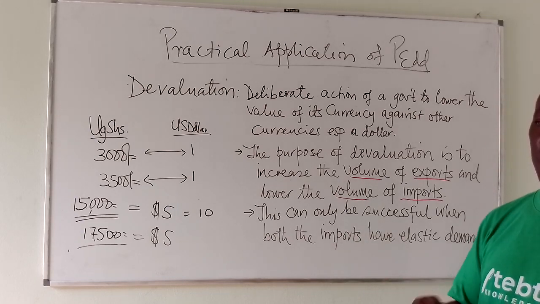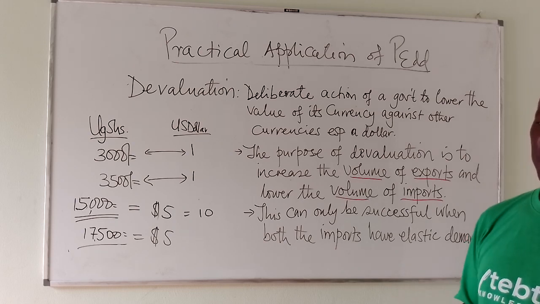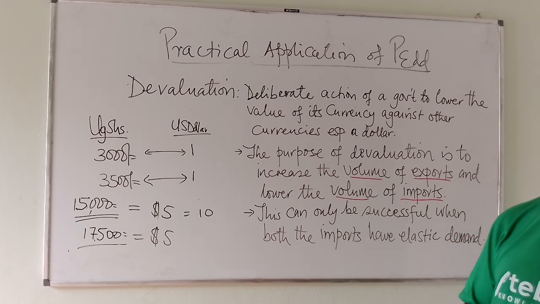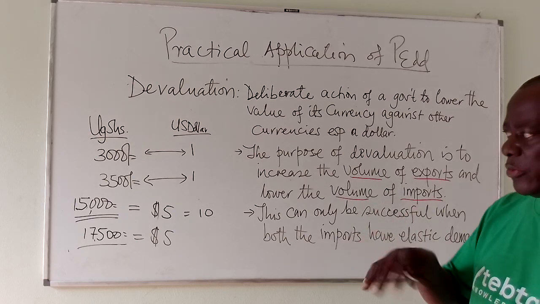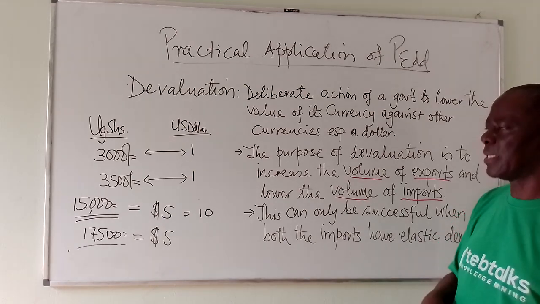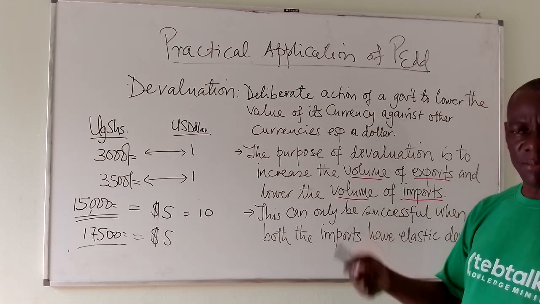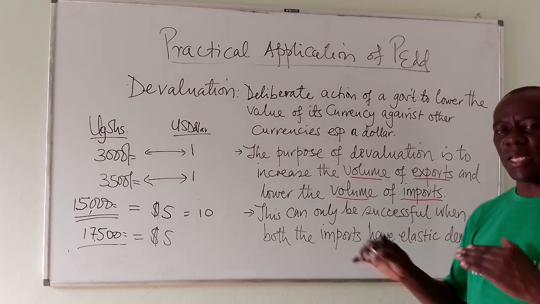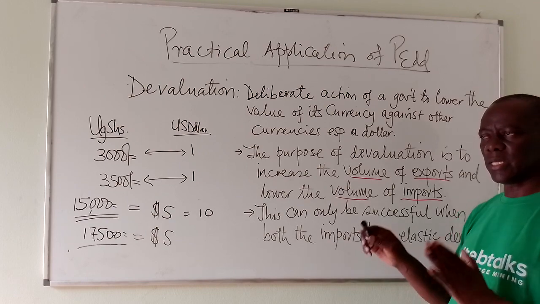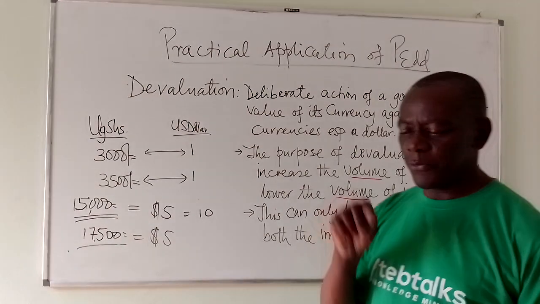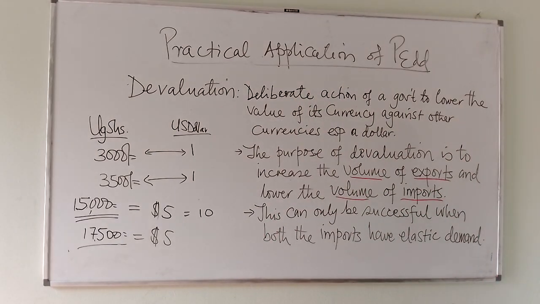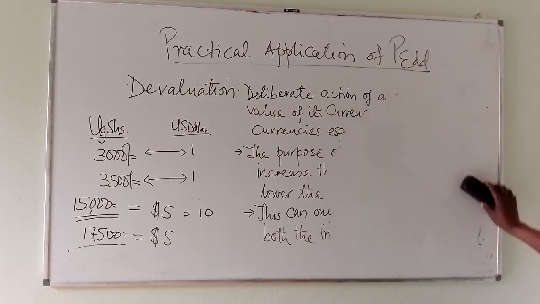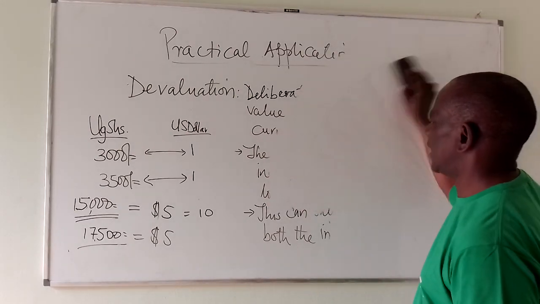Even imports, like Uganda, we are importing a lot of commodities. You cannot say that because I want to reduce the imports, let me increase the price. You increase the price, people will still continue to import the commodities for some reasons, which we shall look at in international trade. They will continue buying the imported commodities. So devaluation can only work when the commodities you are dealing in have elastic demand. That is, the imports have elastic demand, the exports have elastic demand. If you fail to have that, then devaluation will not be successful for your purpose. So that is what we have looked at as the practical application of price elasticity of demand.